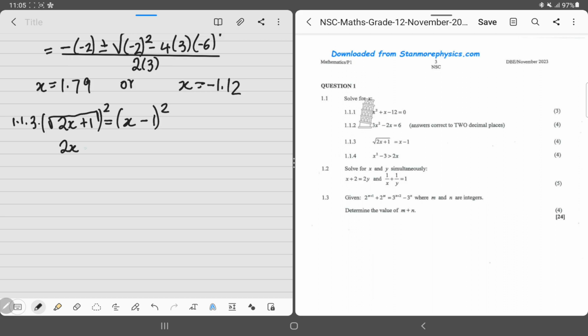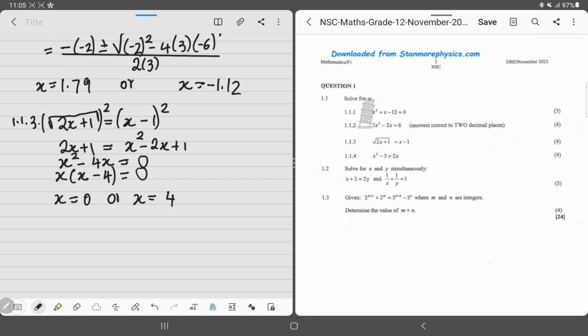Here we'll be left with 2x plus 1 equals x squared minus 2x plus 1. So this is x squared minus 4x equals 0. So x times x minus 4. What I did here was just take out a common factor of x. It makes the work much easier. So x should be equal to 0, or x should be equal to 4.